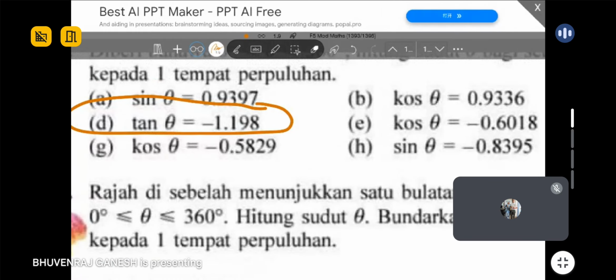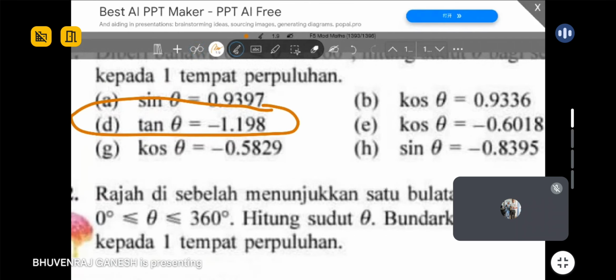Okay, so for tangent theta, negatif untuk kuadran yang mana? Which quadrant will you get a negative answer? Anyone? Recall? Very good. ASTC. So quadrant 2, quadrant 4. Okay, reference angle. Can you all tell me? Sudut rujukan.